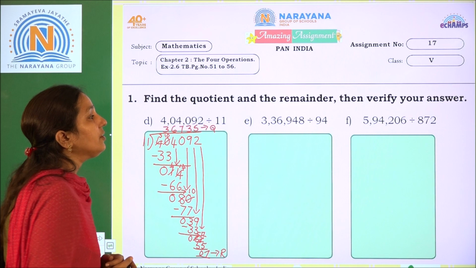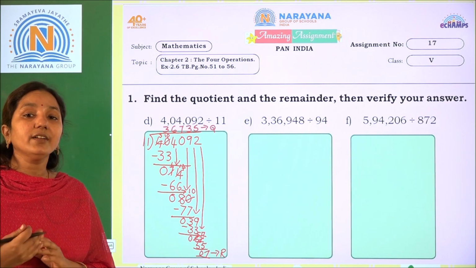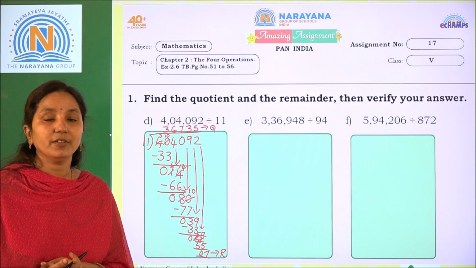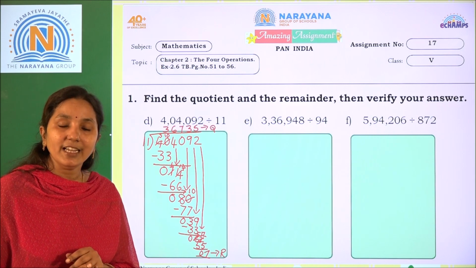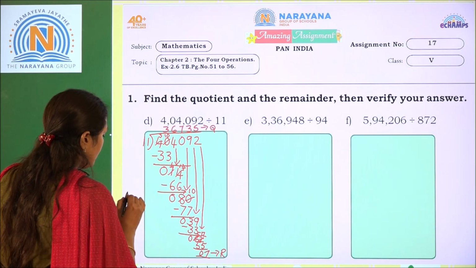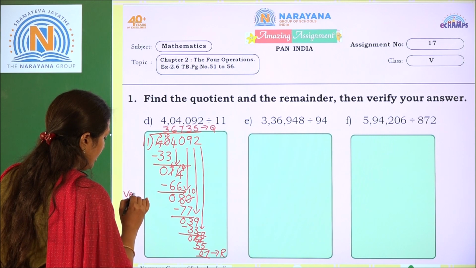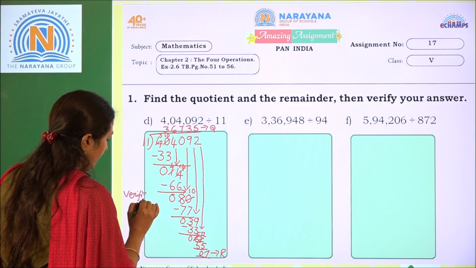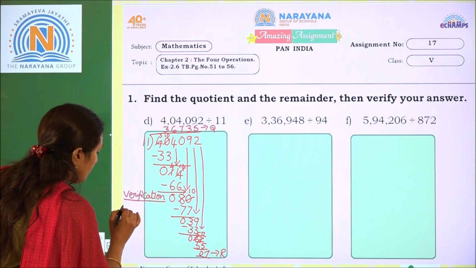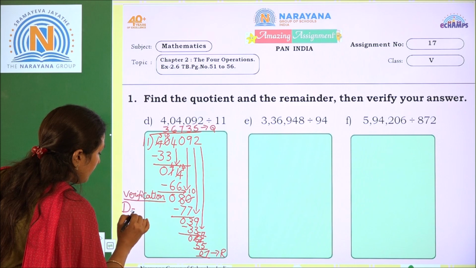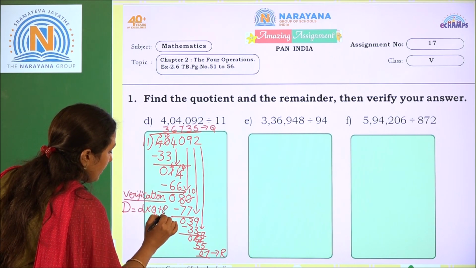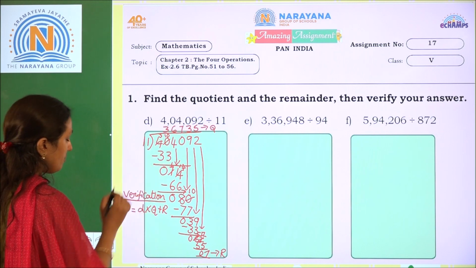Okay children. How to verify your answer? Which formula do we follow to verify a division sum? We have to follow: dividend equals divisor into quotient plus remainder. So verifying your answer is verification. How to verify? Dividend equals divisor into quotient plus remainder. Okay children.